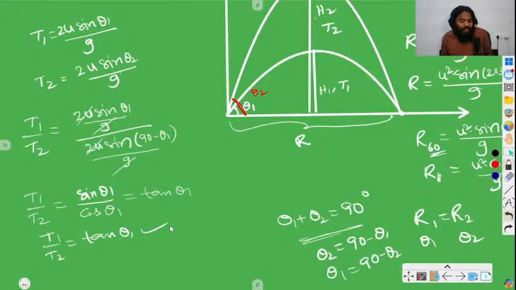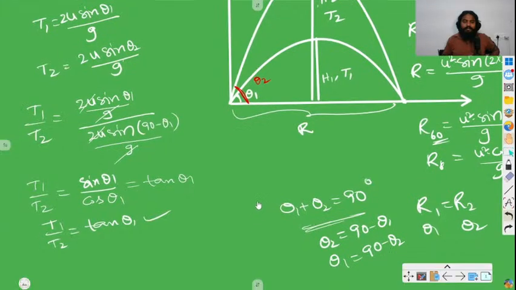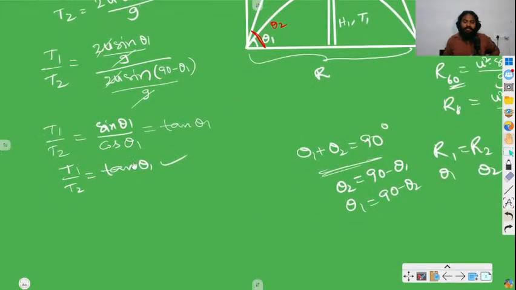Clear? And next, one more relation. If you multiply t1 and t2, this is one relation between t1 and t2, which is very important, right?